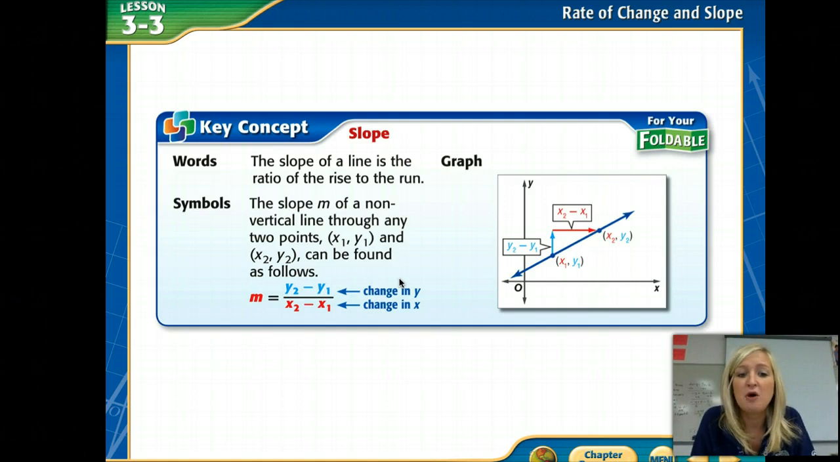So it says the slope m of a non-vertical line through any 2 points can be found as follows. So make sure that you have this equation here in your notes because we're going to be using that shortly. Change in y over the change in x.